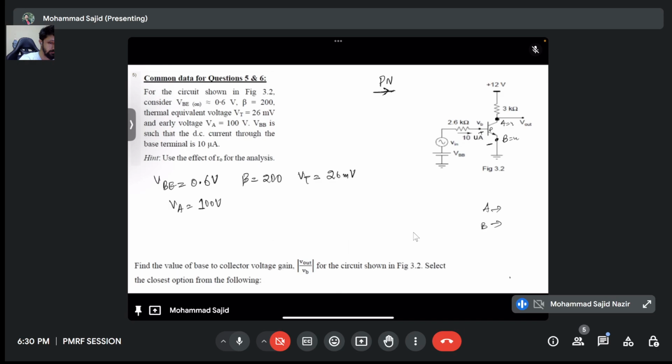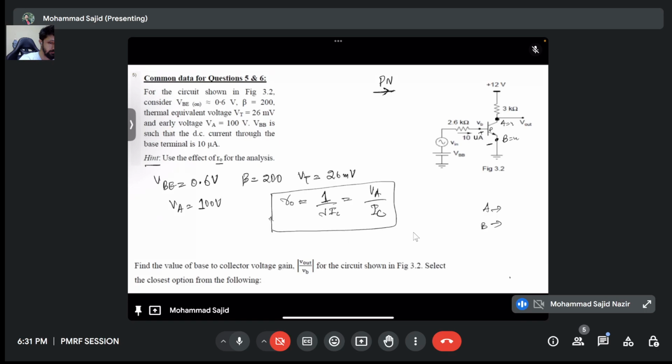You know, early voltage is used to calculate output resistance, right? R naught is given as 1 by lambda I collector, or VA by I collector. So this is how you calculate R naught. Here it is given as a hint to use the effect of R naught for the analysis. So we need to use this R naught. That's why VA is given, that is 100 volt.